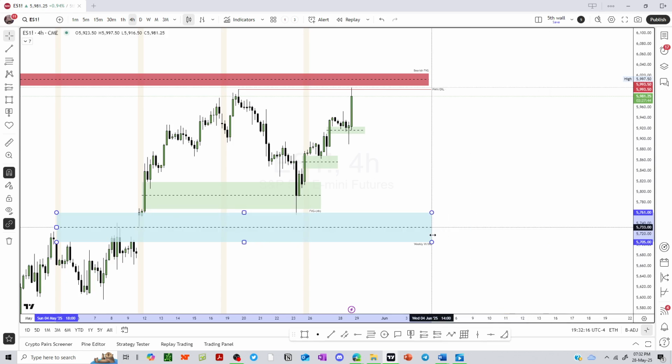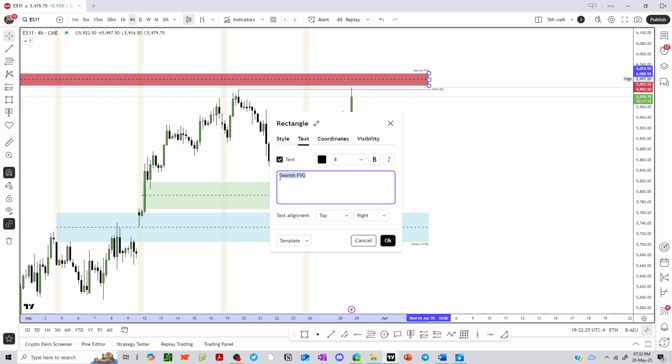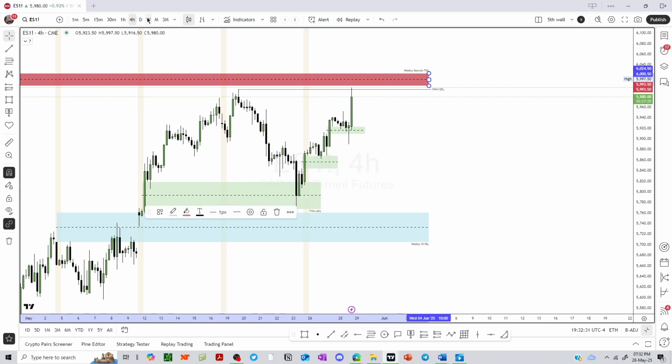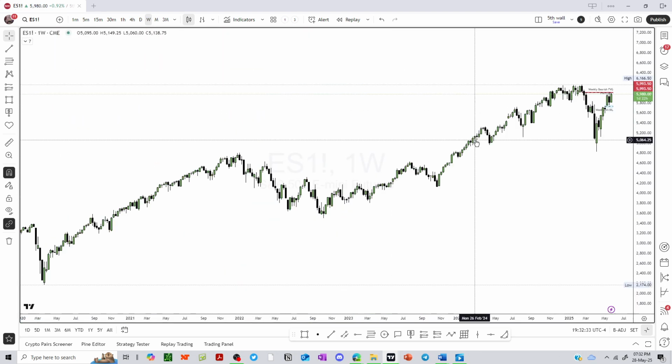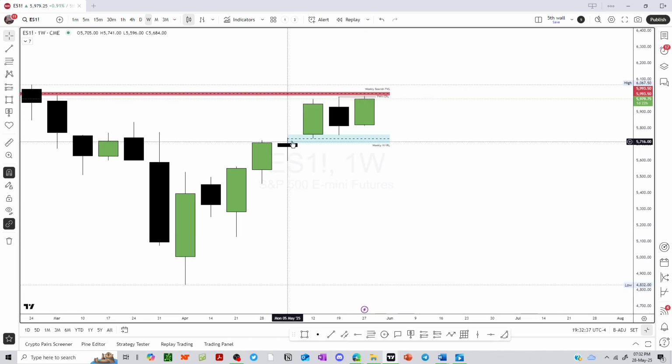We're going to review price action on the ES price chart utilizing ICT concepts. These are weekly levels. This is also a weekly bearish fair value gap. And let's just go back to weekly. So we had this volume imbalance. Last week, price traded into it.